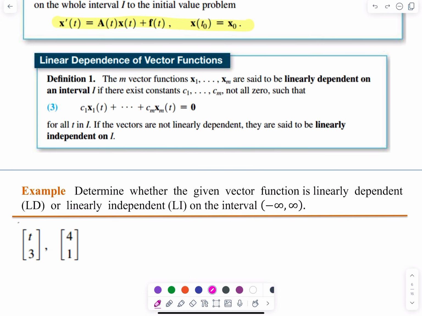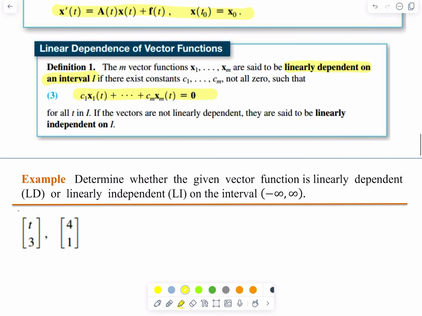So the m vector functions are said to be linearly dependent on an interval I if there exist constants c1 through cm, not all zero, such that this linear combination is equal to 0. If the vectors are not linearly dependent, then they are said to be linearly independent on that interval.